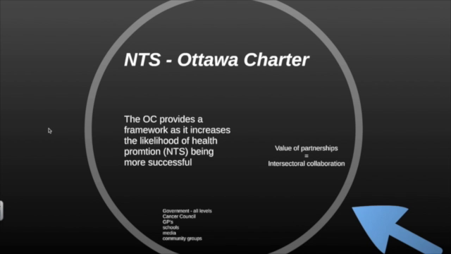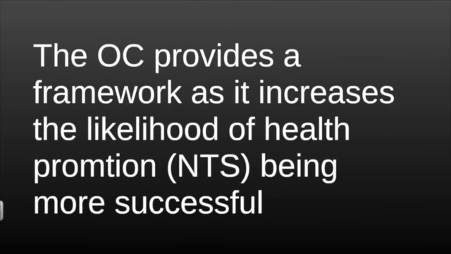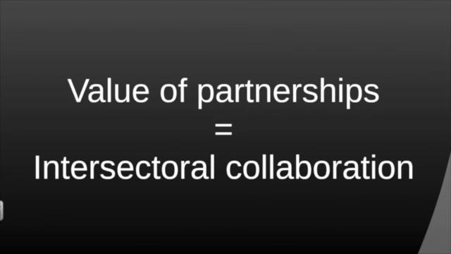Now I'm going to have a look at how the National Tobacco Strategy uses the Ottawa Charter. The Ottawa Charter provides a framework so that the likelihood of health promotion being successful increases. So the theory says that for health promotion to have the greatest chance of being successful, it should be based around the 5 action areas of the Ottawa Charter. Now, as I mentioned before, the National Tobacco Strategy has been running for some time now, and it has been successful, and for many years it has been based around these 5 action areas of the Ottawa Charter.